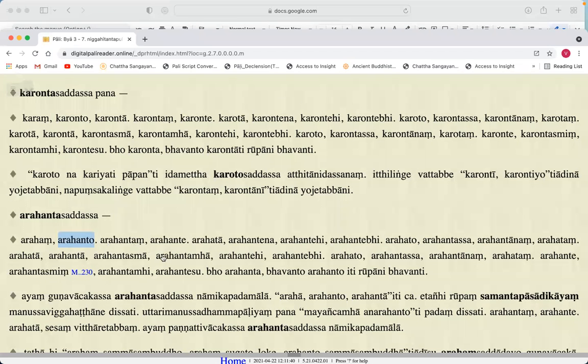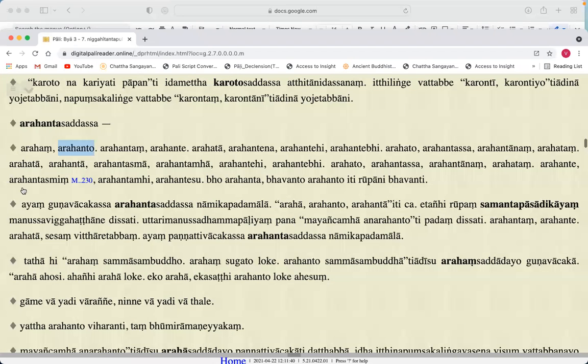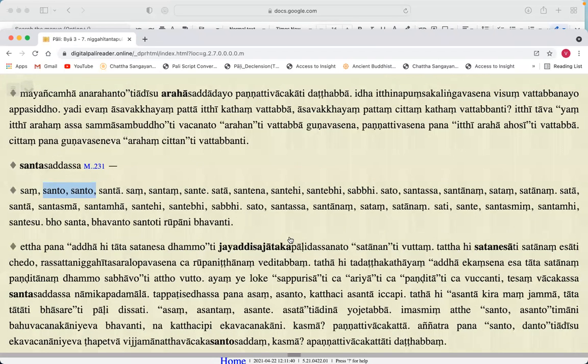Ayan Guna Wajaka, okay, so that is a Guna Wajaka. And in Sanda said as Sam Sando, Sanda. So Sando can be both singular or plural. Sam, Sando, Sanda. Even in the Barat Mala.